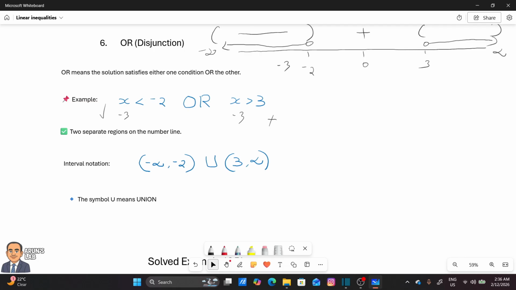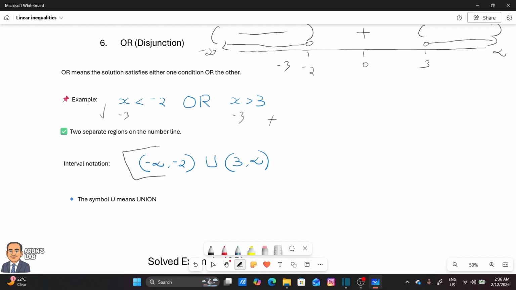But in the or case, if either one of the inequalities is satisfied, then we can take the value. That's the difference between and and or. So if any one of the inequalities is satisfied, we consider that value. That's what or, disjunction, means. There is no common overlapping region, whatever values are in the two inequalities, just combine them together.